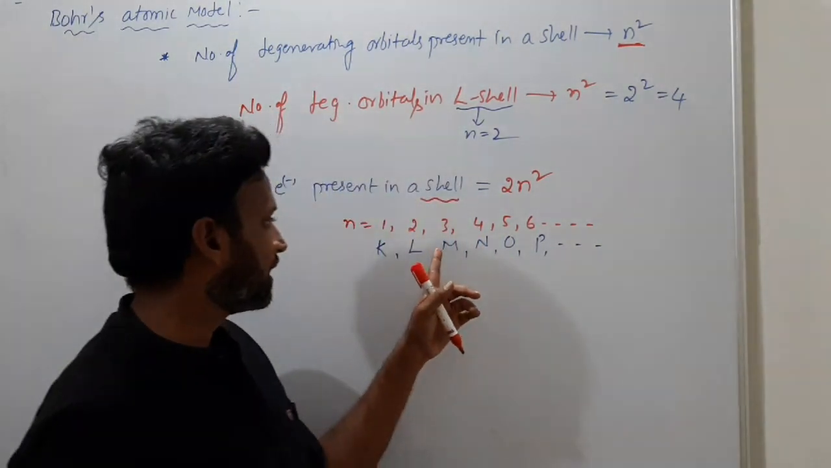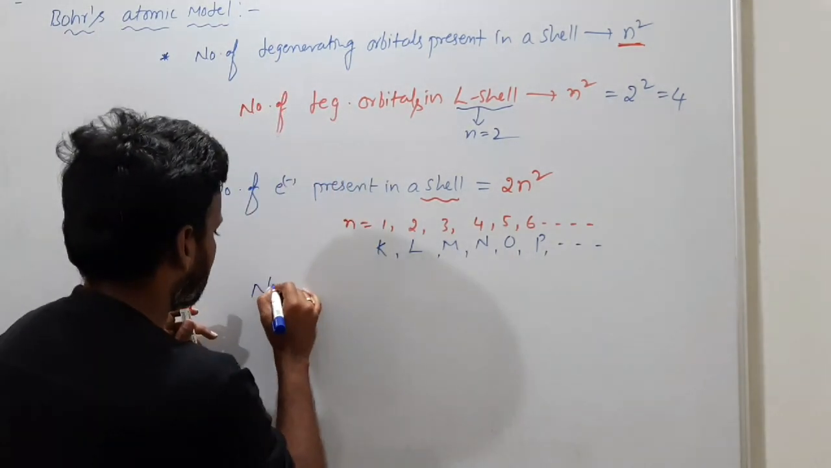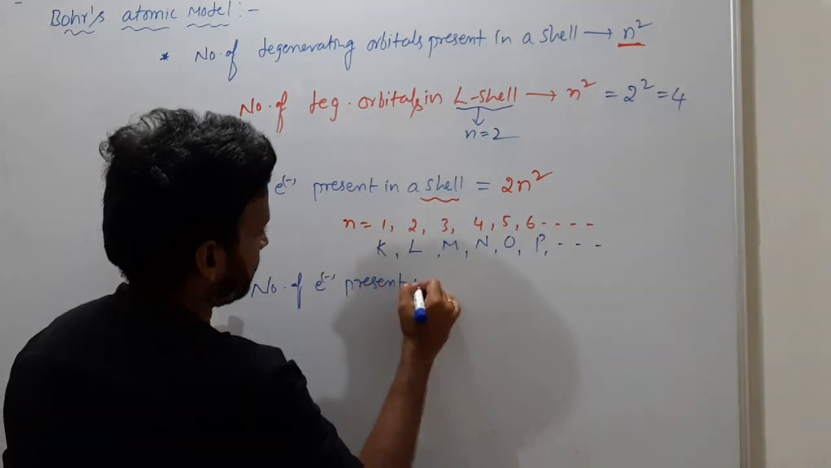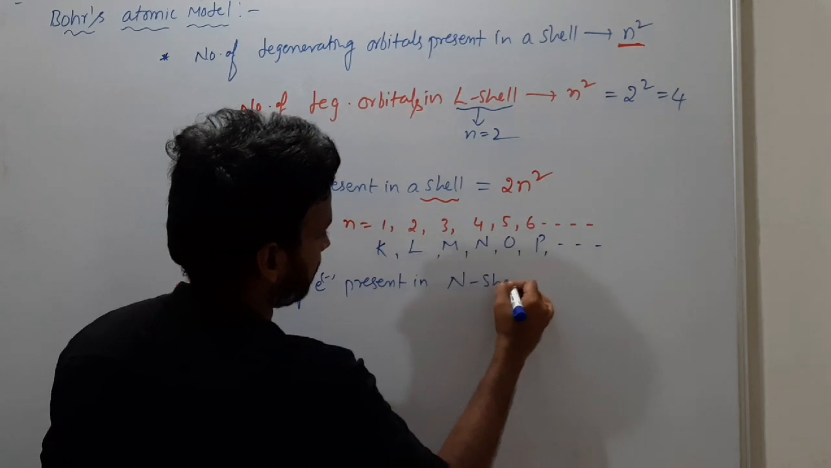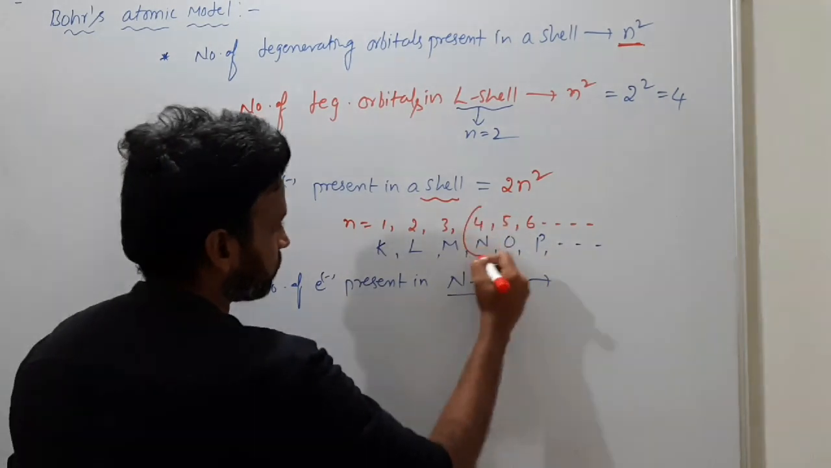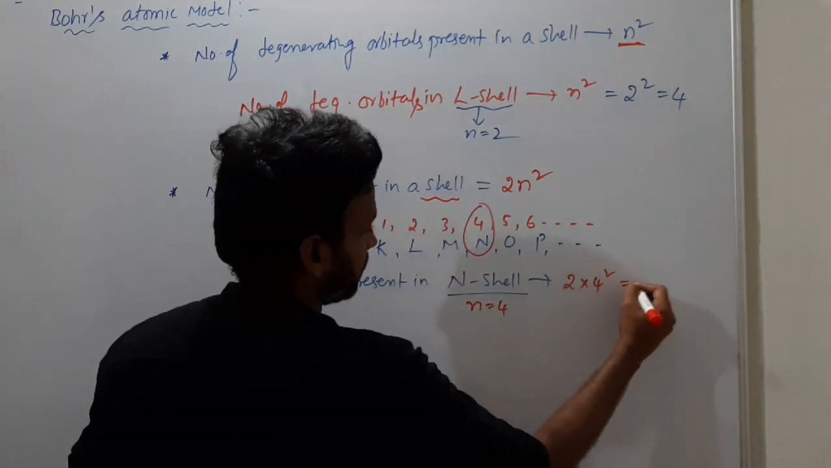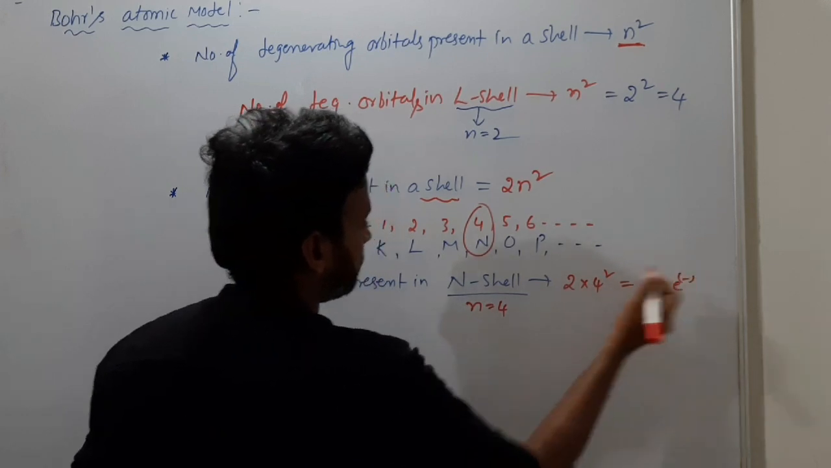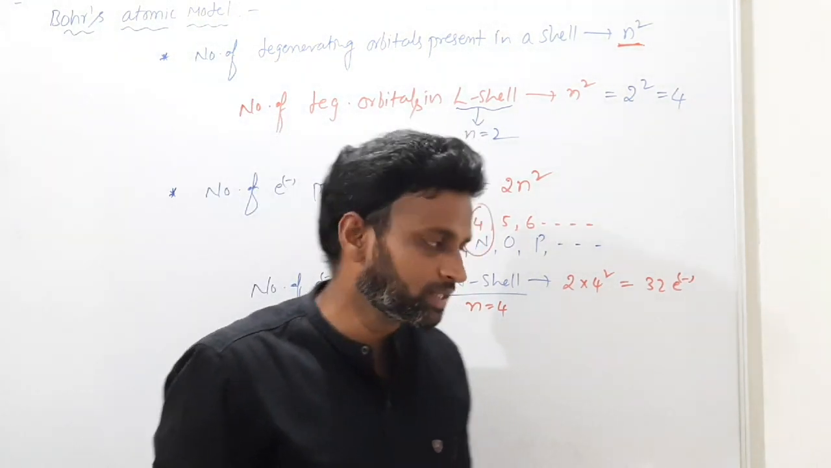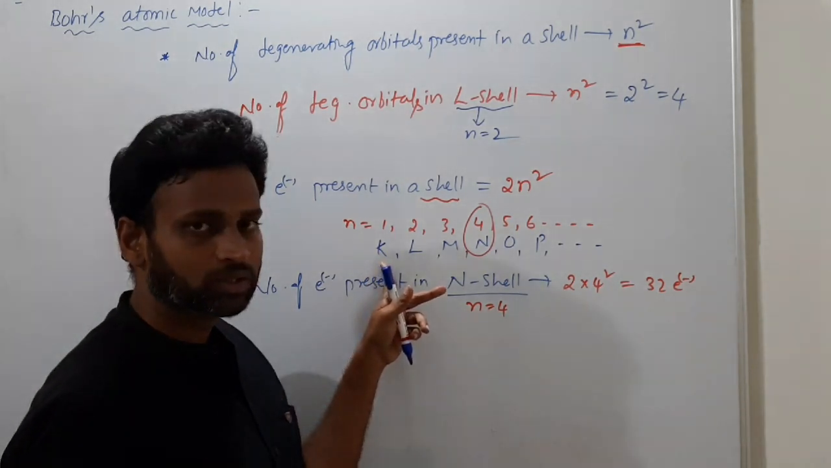Instead of giving the shell number, they may ask for the number of electrons present. The number of electrons present in the N shell, how many? What is the n value I told? n equals 4. So 2 into 4 square. That means 32 electrons will be present in the N shell. Getting what I am saying? In that way, the first shell is 2 into 1 square, 2 electrons.